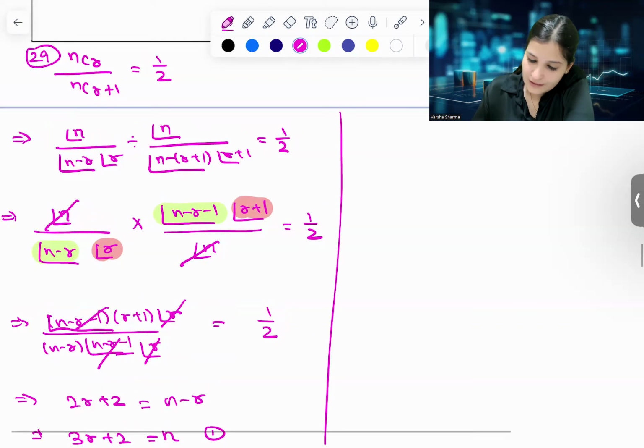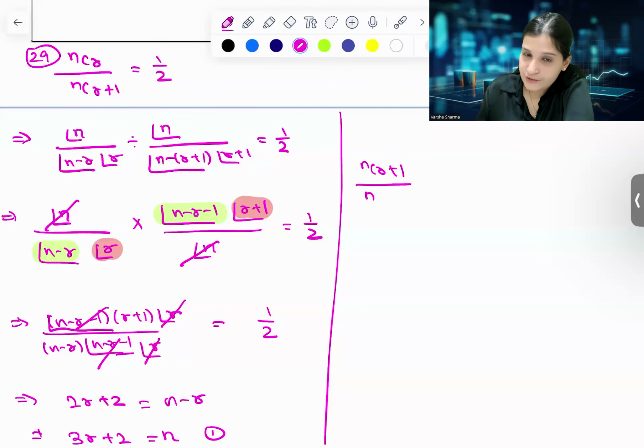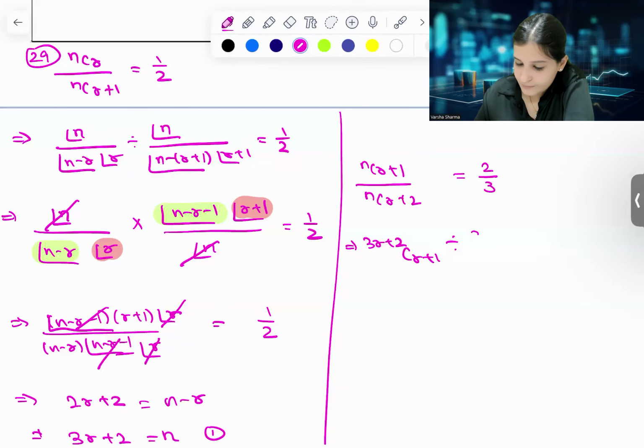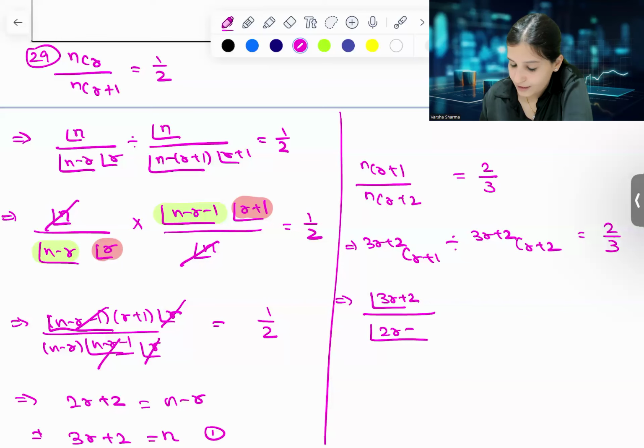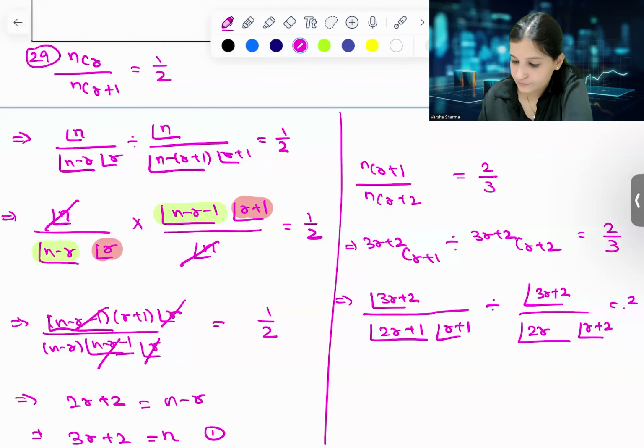So first equation, second equation, nCr. Always take the consecutive ones. That's 2 by 3. So putting the value of n as 3r plus 2. So factorial 3r plus 2, subtracting it, 2r plus 1, factorial r plus 1, divided by factorial 3r plus 2, 2r, factorial r plus 2. Changing it into multiplication.